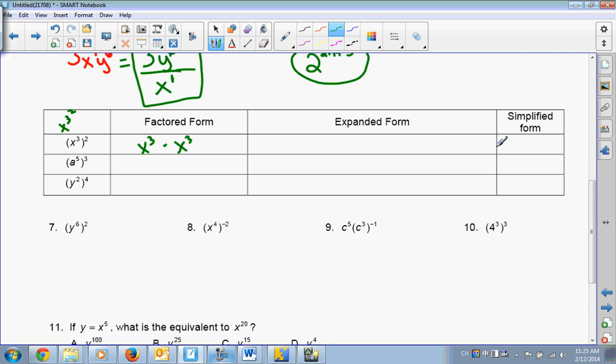So what is that in expanded form? Yeah, x times x times x, so 3 x's, and then times x times x times x. So how many x's do we really have here? 6.